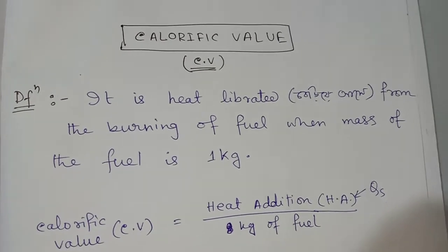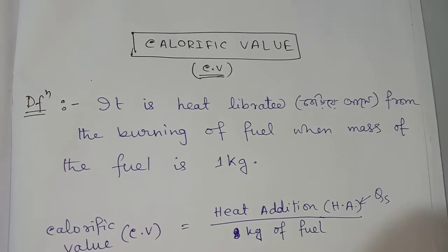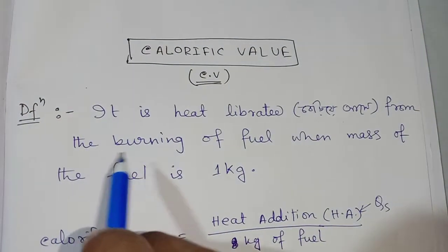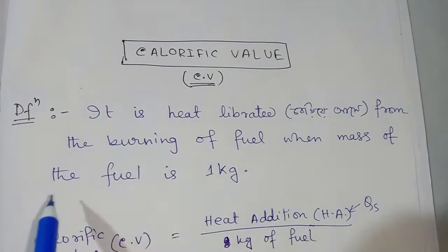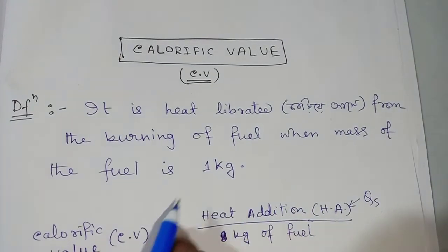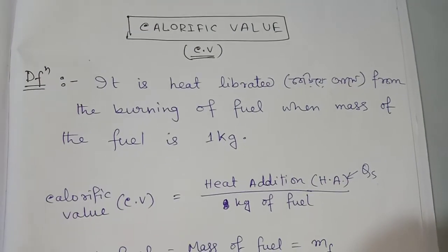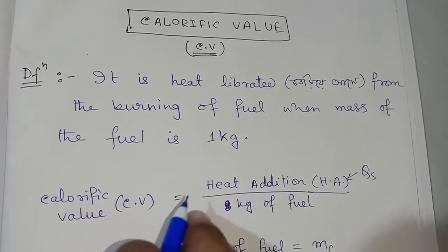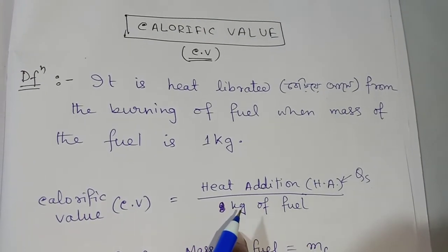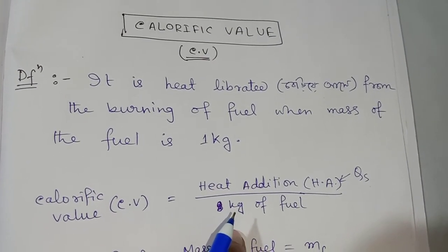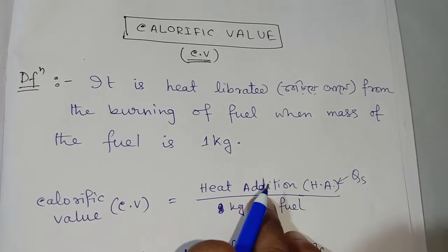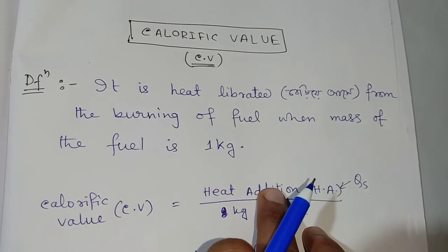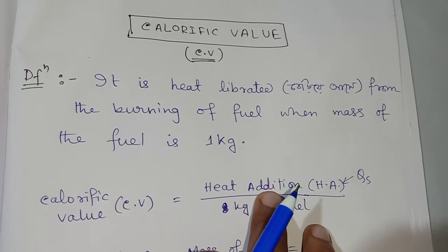Okay, so let's start with the definition of calorific value. Calorific value is the heat liberated from the burning of fuel when the mass of the fuel is 1 kg. Now if I represent it in mathematical terms, calorific value is equal to heat addition per kg of fuel, that means heat addition by the mass of fuel. Heat addition means heat supplied, how much heat is supplied to the system.